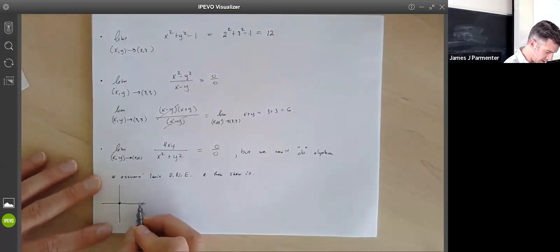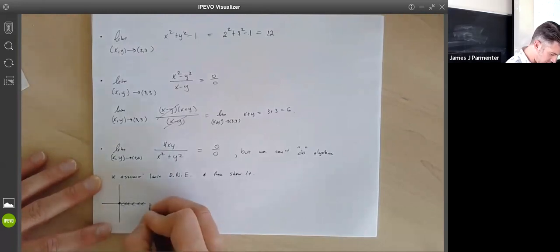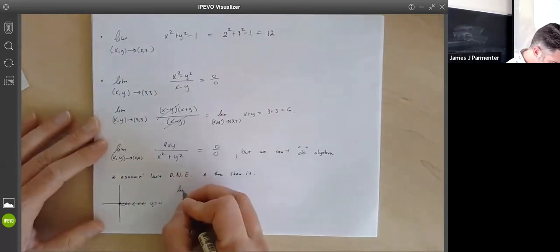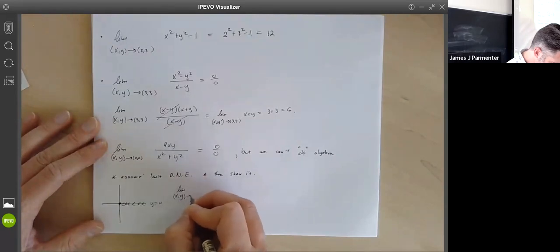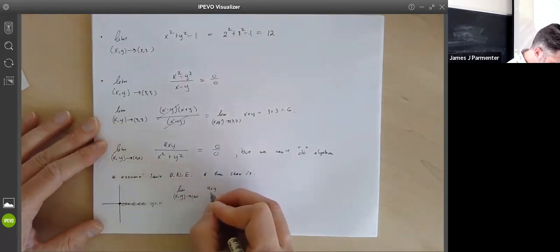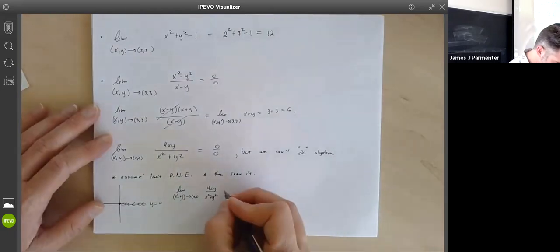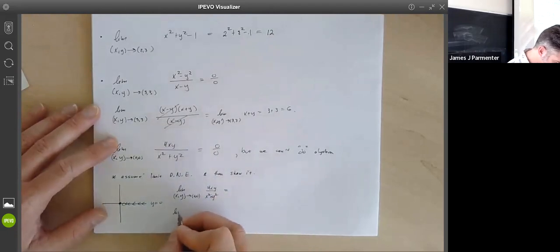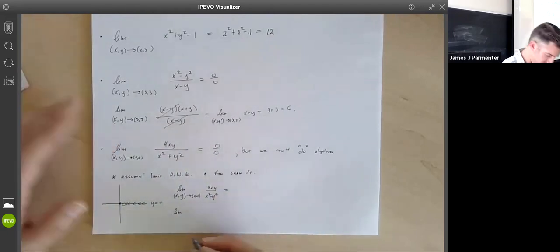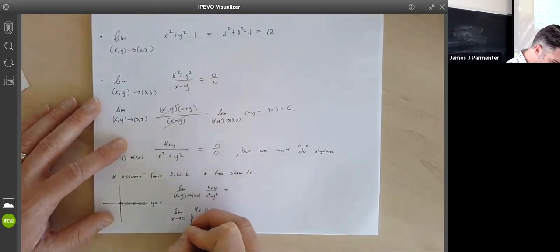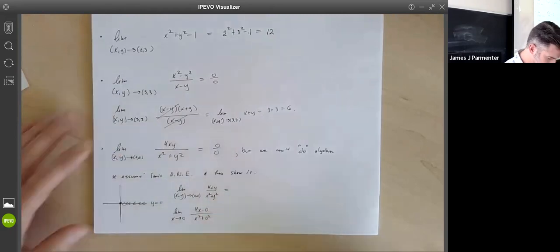I'm going to approach it along this line, along the line y equals 0. That's totally valid, right? I'm approaching the point 0, 0 from a specific direction. So when I look at the limit as x, y approaches 0, 0 of 4xy over x squared plus y squared, I'm literally going to substitute in y equals 0. This is going to be equal to the limit. Well, if y equals 0, I don't have to write that part anymore. The limit as x approaches 0 of 4 times x times 0 over x squared plus 0 squared.